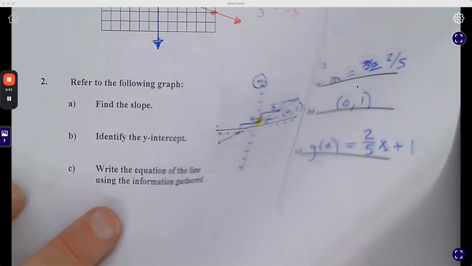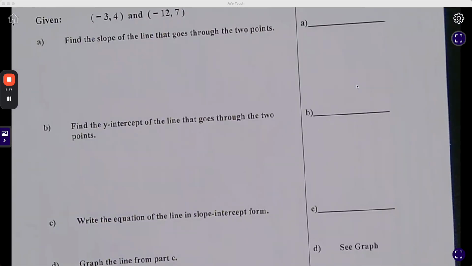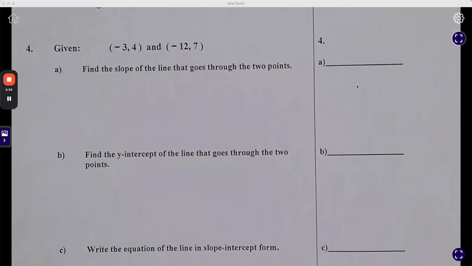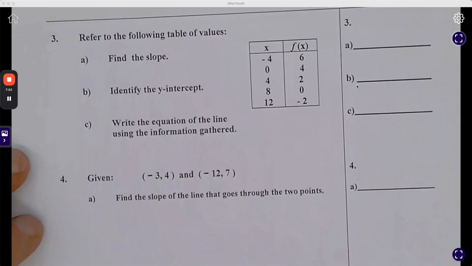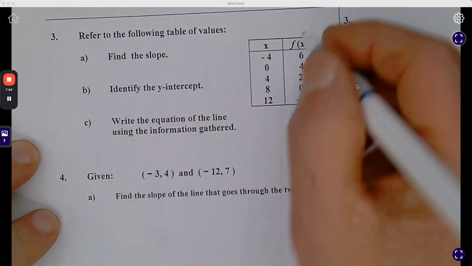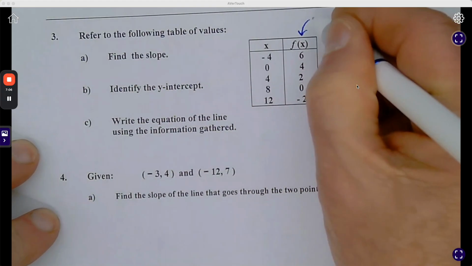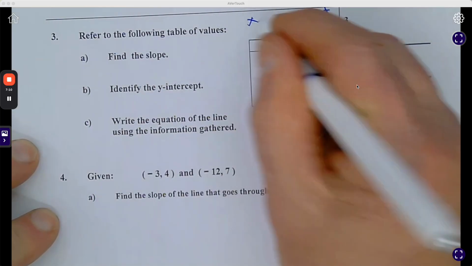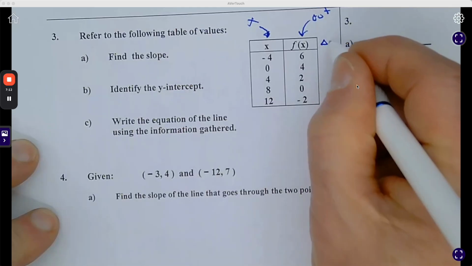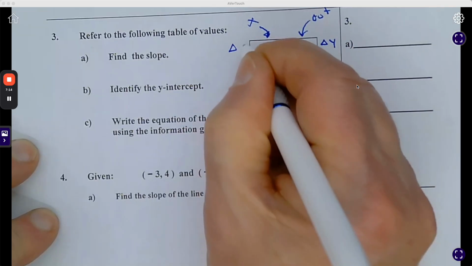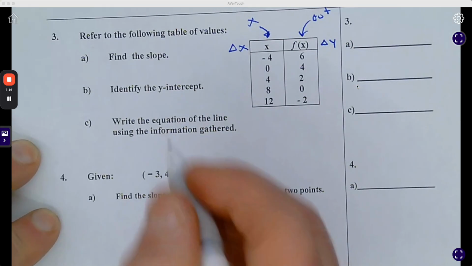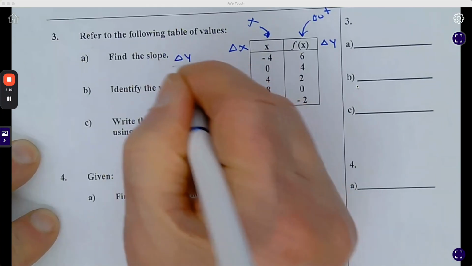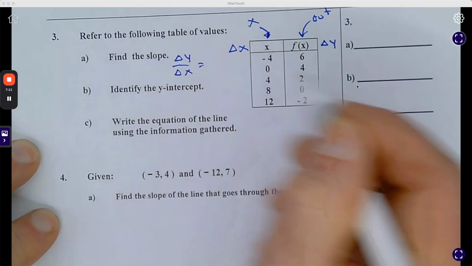We're actually getting the back page. Okay, look at this. We got a table of values. Now notice my output variable is f of x, and my input variable is x. f of x is the same as y, so it's change in y over change in x, right? That's what your slope is. Change in y over change in x.